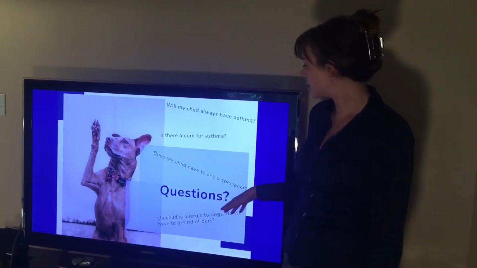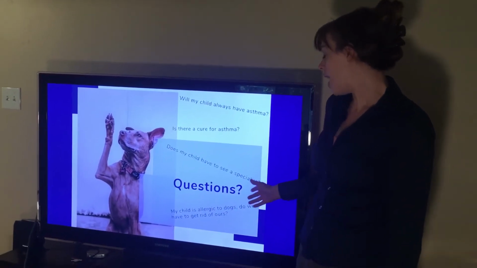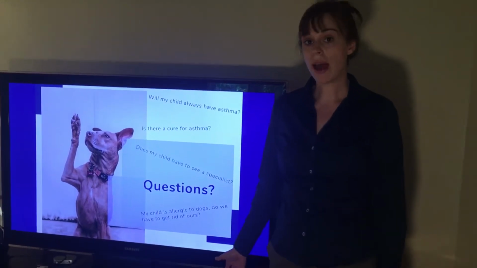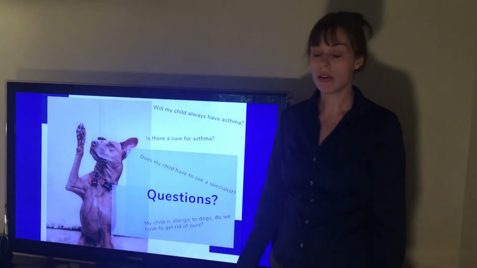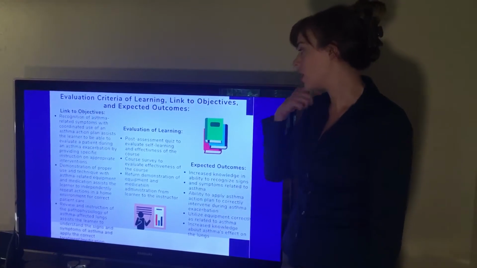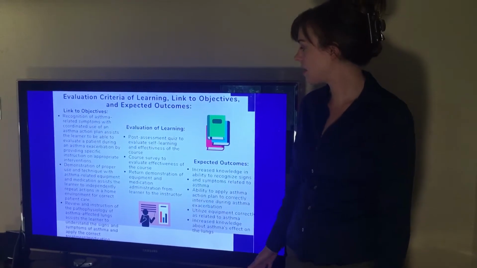Is there a cure for asthma? Does my child have to see a specialist, or can they just see the pediatrician? If my child's allergic to their pet, will we have to get rid of the pet? Things like that. And then the evaluation criteria of learning, linked to objectives and expected outcomes.